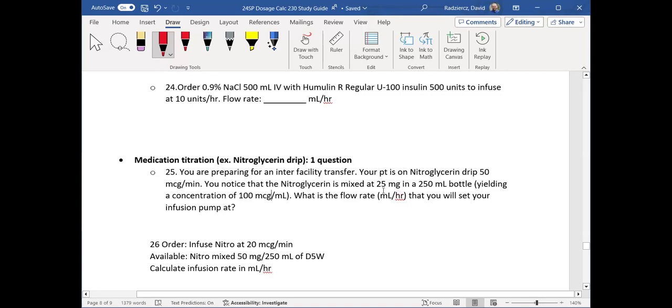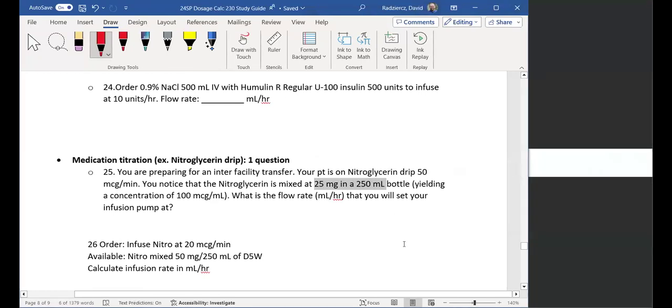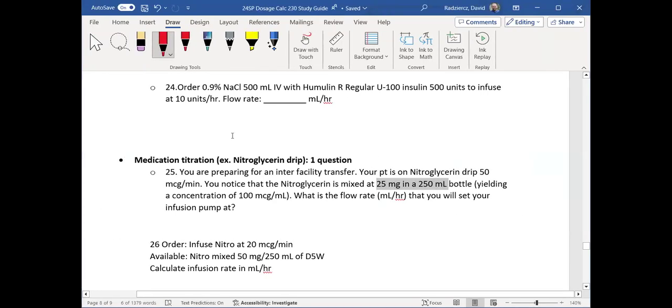So you can ignore the 25 milligrams and 250 ml, because it also gives us on the bottle the concentration in micrograms. So all we need to do is convert micrograms to milliliters and then minutes to hours. If you are told to infuse at 50 micrograms per minute, what would your answer be if you converted it to milliliters per hour? Go ahead and put that into the chat.